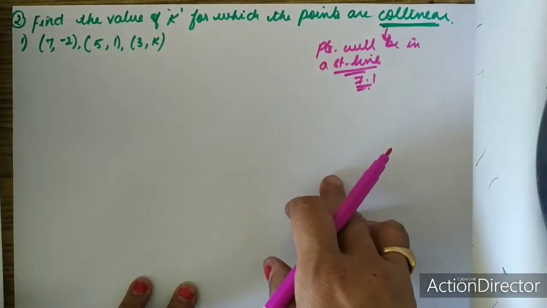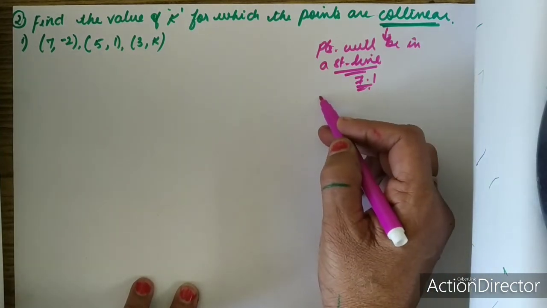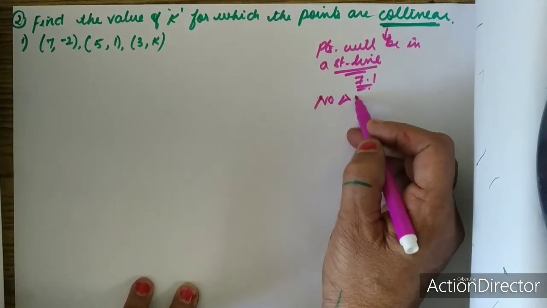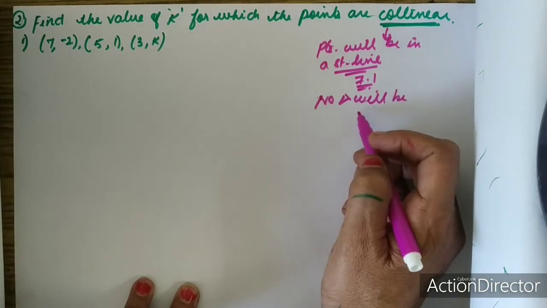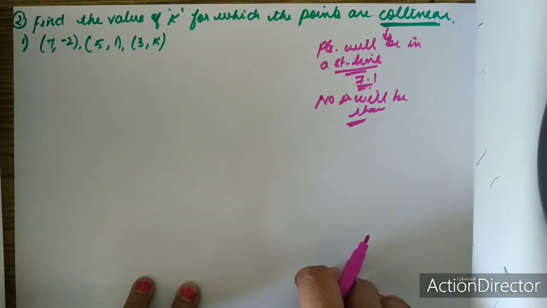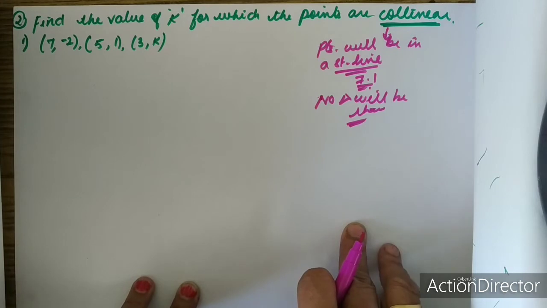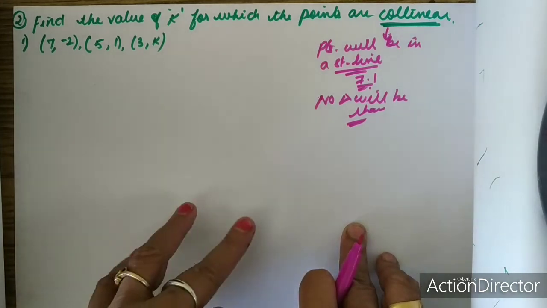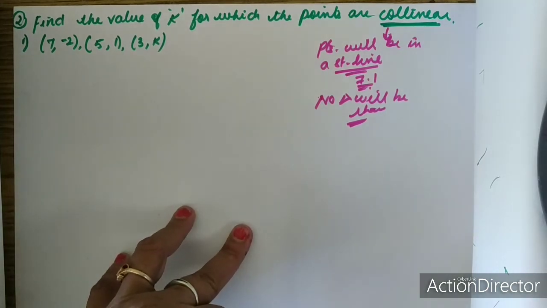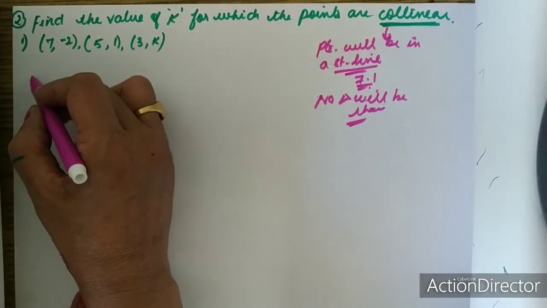If all the points are in a straight line, will there be any triangle? There will not be any triangle. No triangle will be there if the points are collinear. So what is the condition we have to write? That means area of the triangle will be equal to 0. When there is no triangle, how can you find the area of a triangle? So area of the triangle will be equal to 0. So you have to say the condition that if the points are collinear, area of a triangle is equal to 0. So you have to write the reason first.